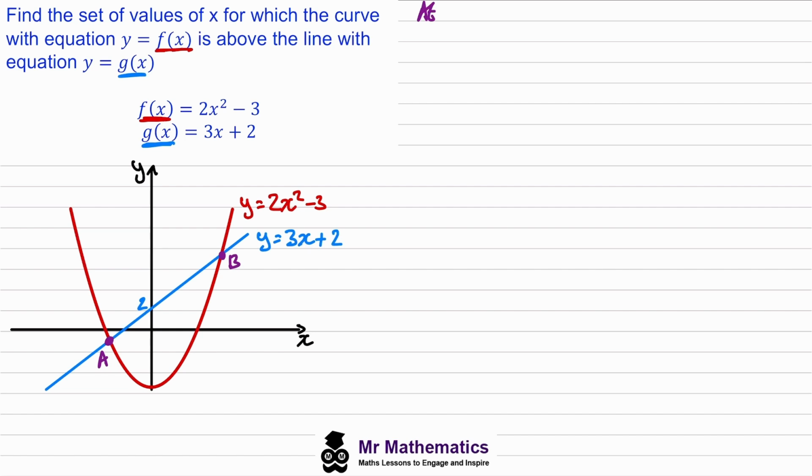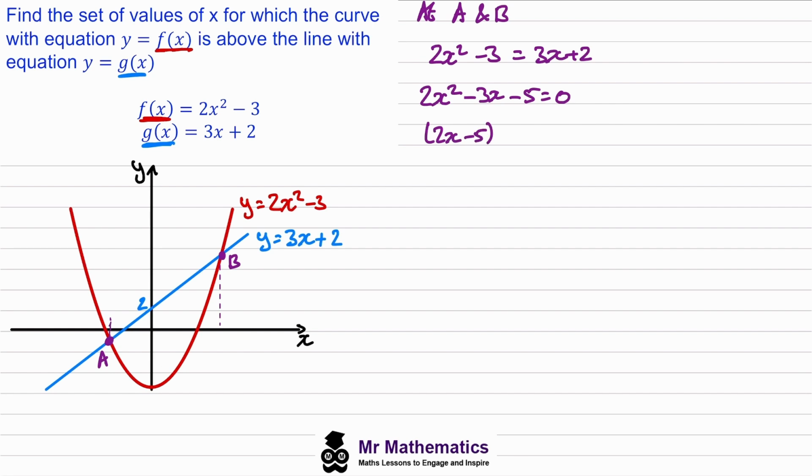Again, at A and B, we know the two lines are equal to each other. So 2x squared minus 3 will be equal to 3x plus 2. Then we can work out these x values by solving this equation. We'll move the 3x and the positive 2 to the left-hand side. So 2x squared minus 3x minus 5 will equal 0. We can factorize this. We get 2x minus 5 multiplied by x plus 1. So x will equal 5 over 2, and x will equal negative 1.